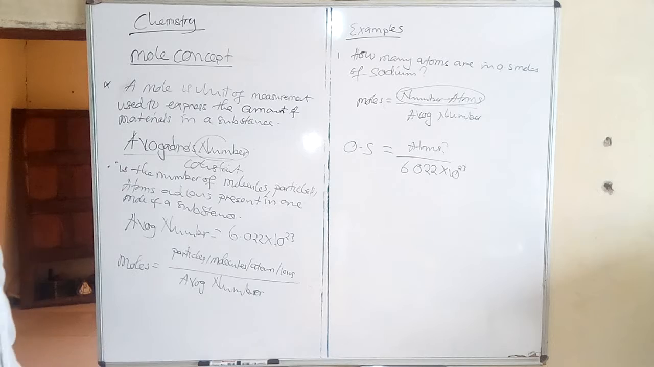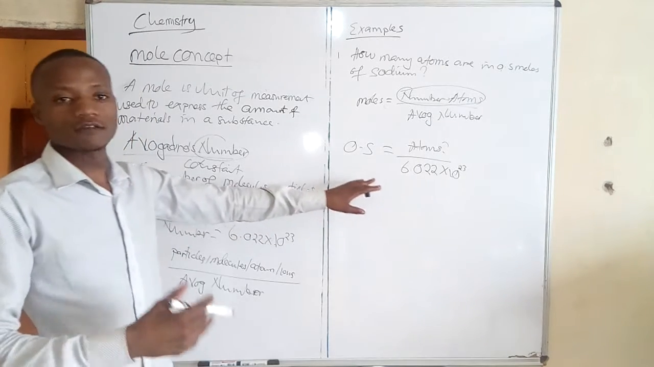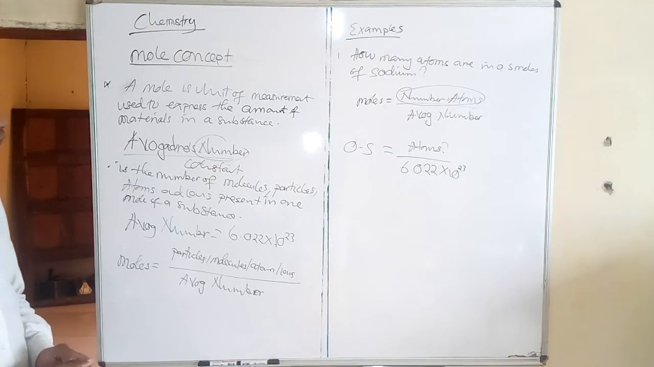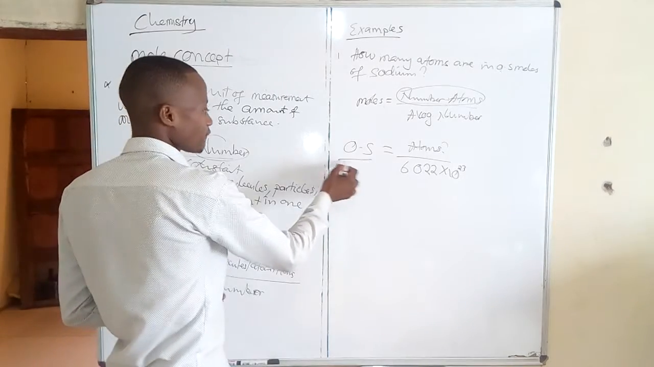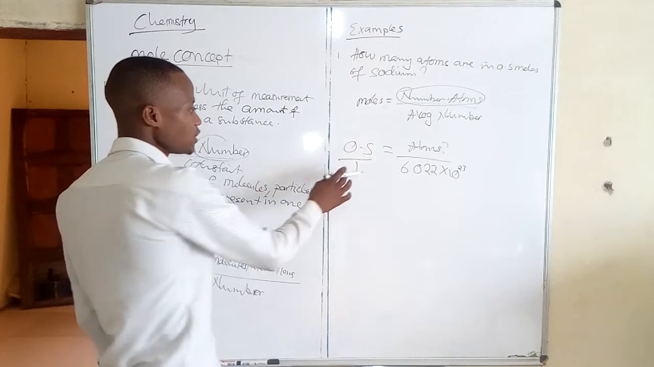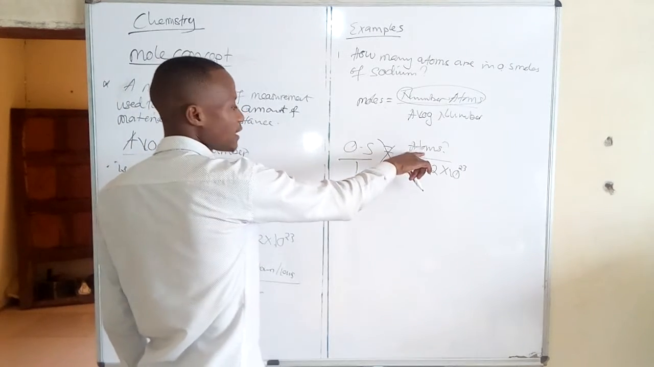You're not even in the question. You have to know that number to use it. So you really have to know the value of Avogadro's number. You can write this one as a fraction by dividing with 1. Then we cross multiply because we want the number of atoms.